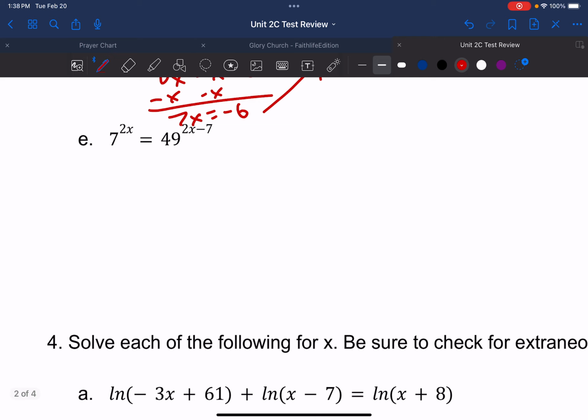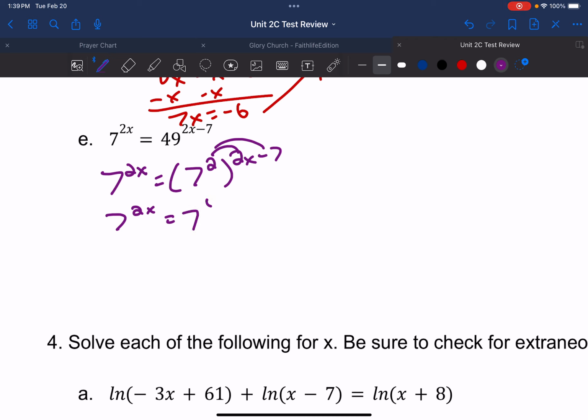Similar problem here. So I've got this. This 49, I'm going to take to base 7 because this is already base 7 on the other side. So I'm going to leave the other side untouched. 7 to the 2x equals 7 squared. That's how I can rewrite 49. 2x minus 7. Distribute the 2 out. So I've got 7 to the 2x equals 7.